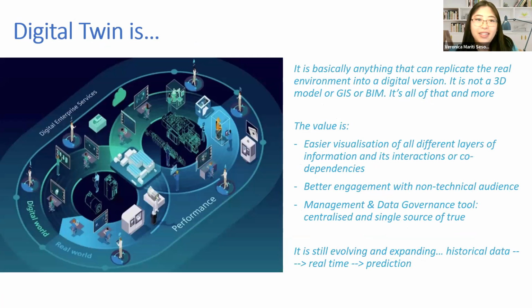So to summarize, after doing all those studies, trying to understand GIS, BIM, 3D models, we came up with a definition that a digital twin is basically anything that replicates the real environment into a digital version. And it's not just about 3D models or GIS or BIM. It's much more than that, because each of those is just one layer of the components. And the real value of this is to visualize those different layers of information together.